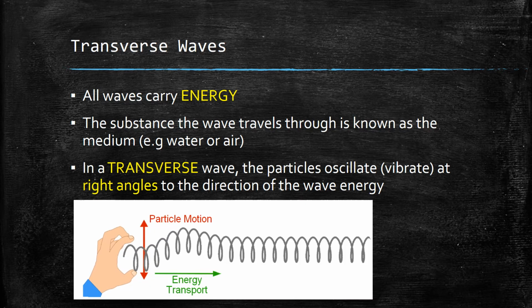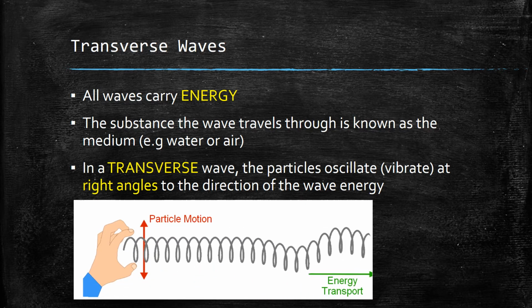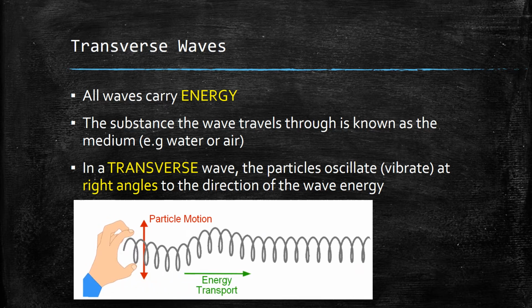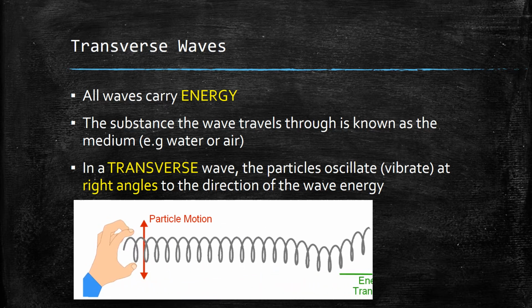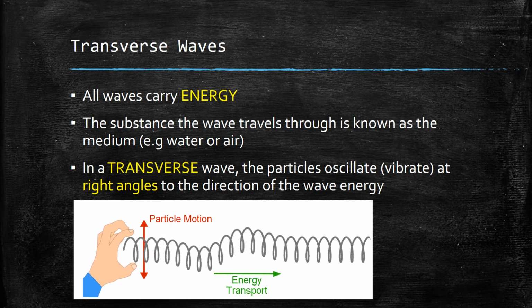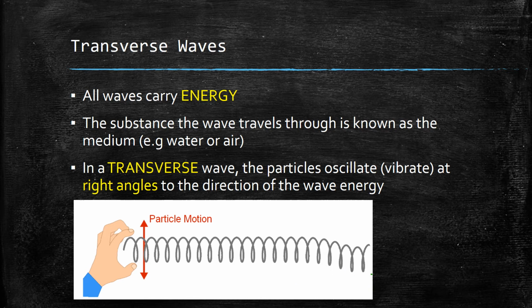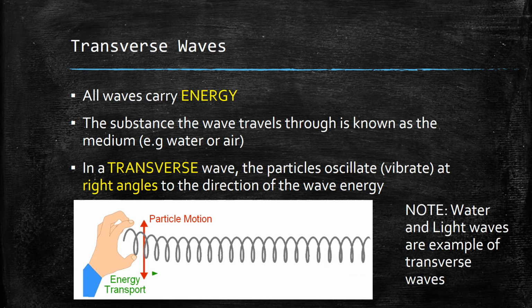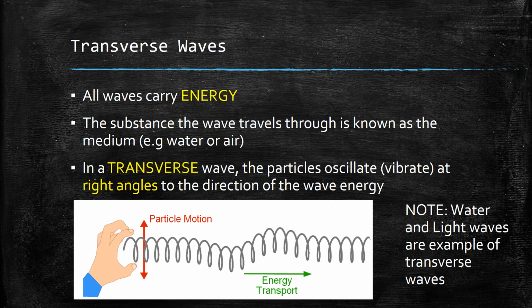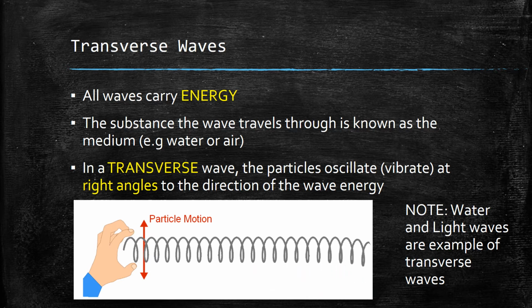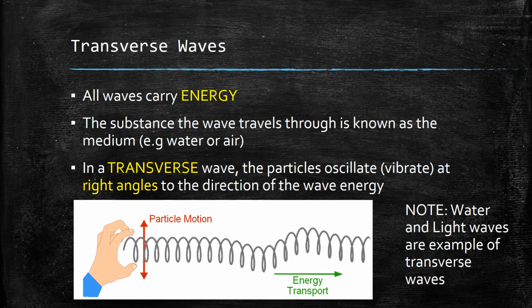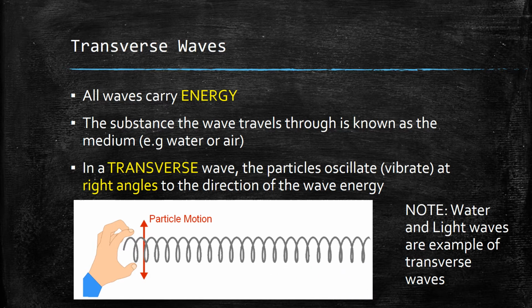In a transverse wave, the particles oscillate, that means vibrate, at right angles to the direction of the wave energy. So you see in the animation, particle motion is up and down, but the energy transport is along left to right. Water and light waves are both examples of transverse waves, and traditionally when we think about waves, we think of water waves and we see them going up and going down with the tide.